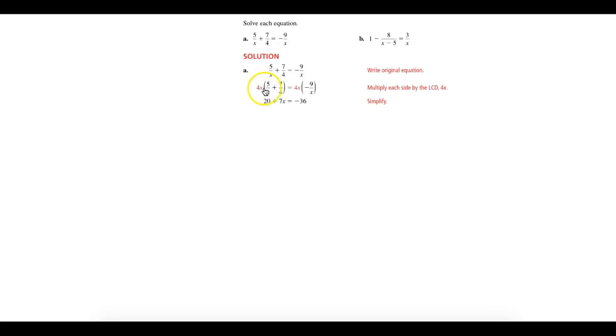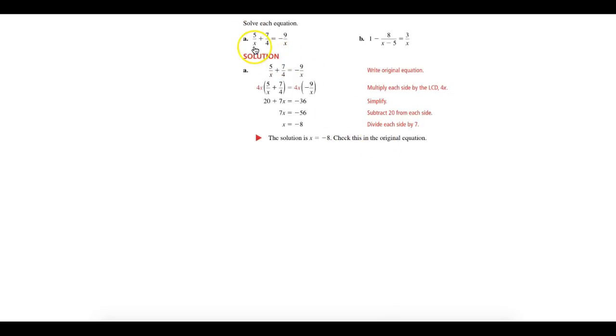So when we do that, like I said, the x's cancel, so we're left with 20. The 4's cancel over here, and we're left with 7x. We get that equal to negative 36. Now it's just a simple algebra problem. We subtract 20, so we're left with 7x equals negative 56. Divide by 7, and you get negative 8. x equals negative 8. Now, you want to check in your original equation.